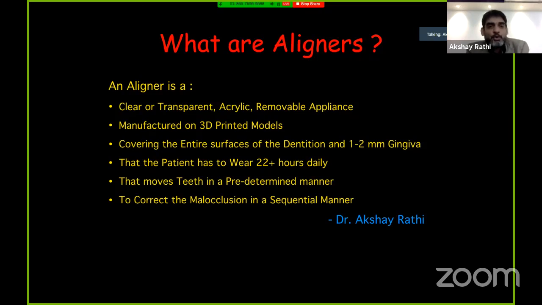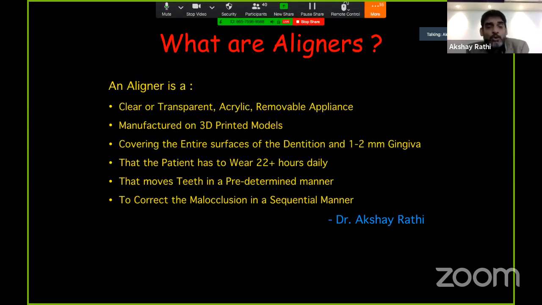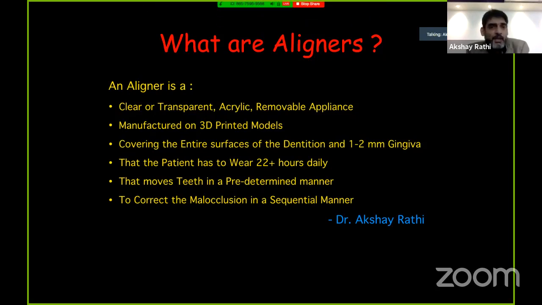This patient has come to you with a class 1 molar, a class 1 canine, a flat curve of Spee, increased overjet, and a midline diastema, and you want to close this. Now, if you want to do it with the aligners, how will the aligners work? This case, you will send to your aligner provider and they will tell you that it will require about 8 aligners or 10 aligners or 12 aligners, whatever, and this will be the cost.